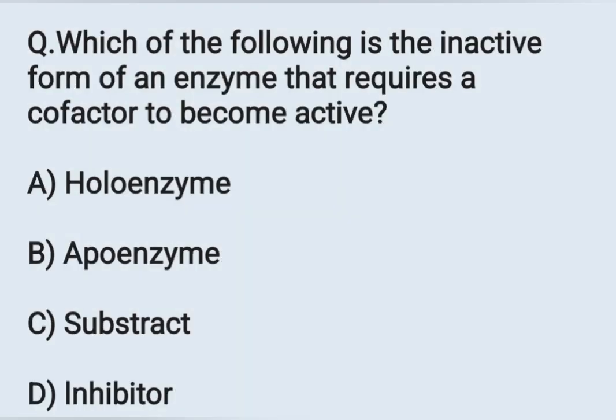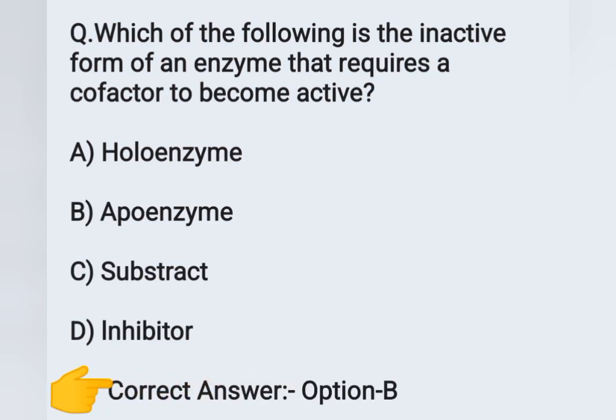And the next question is which of the following is the inactive form of an enzyme that requires a cofactor to become active? Options: option A holoenzyme, option B apoenzyme, option C substrate, option D inhibitor. Our question is which one is the inactive form of an enzyme which requires a cofactor to become active? That is known as apoenzyme. Option B is the correct answer. They are the inactive form of enzyme that requires a cofactor to become active.